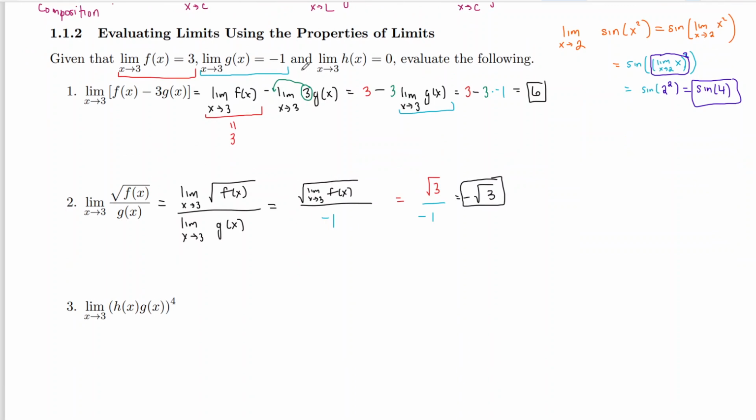Now, one thing you might think of is that if we had brought this inside and this was a negative number, so we would have a negative square root, then it's DNE because we're not going to deal with complex numbers.